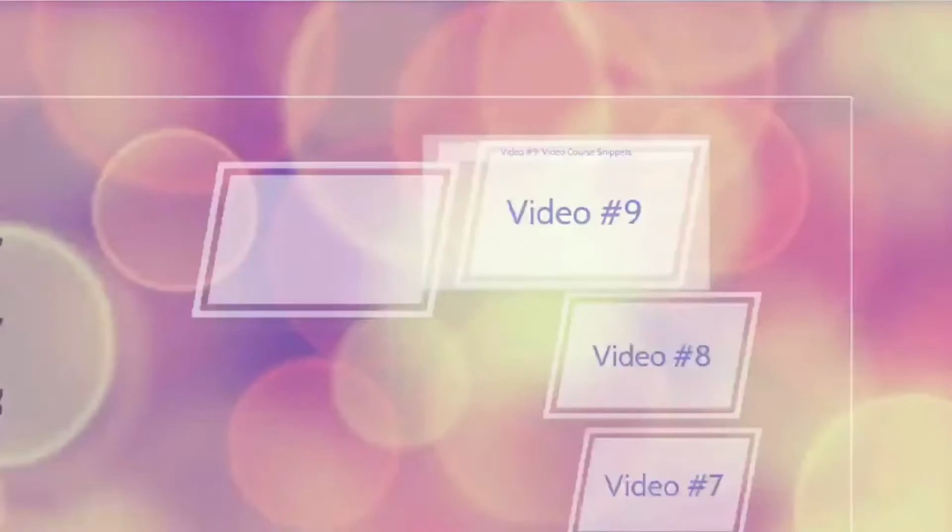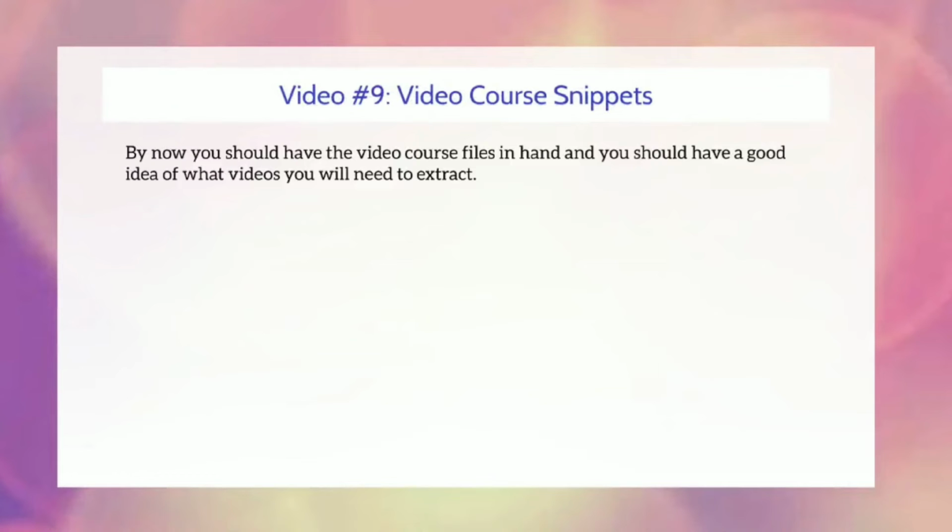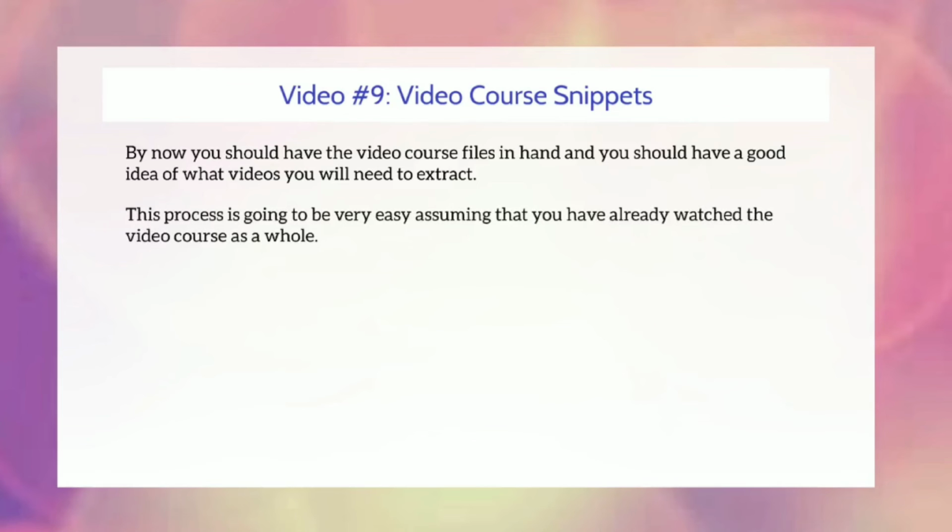Hello and welcome to video number 9. We're going to talk about video course snippets. So by now you should have the video course files in hand, which should be coming in the form of either AVI files or MP4 files, and you should have a good idea of what videos you will need to extract. This process is going to be very easy, assuming that you have already watched the video course as a whole and you have an idea of what the highlights are.